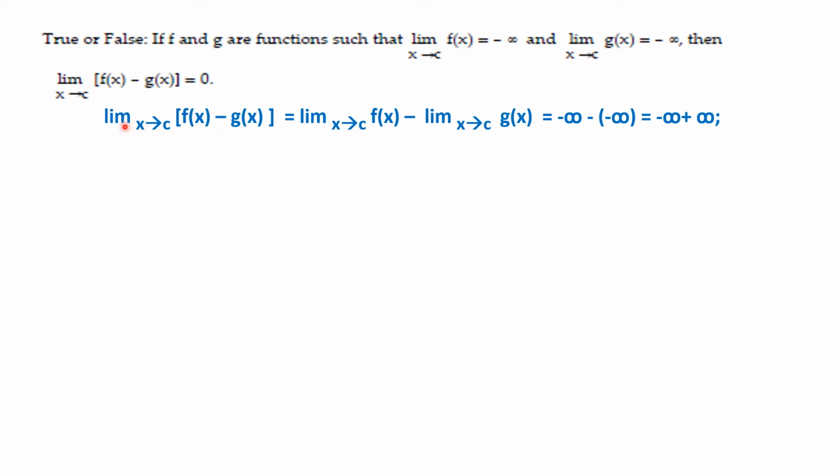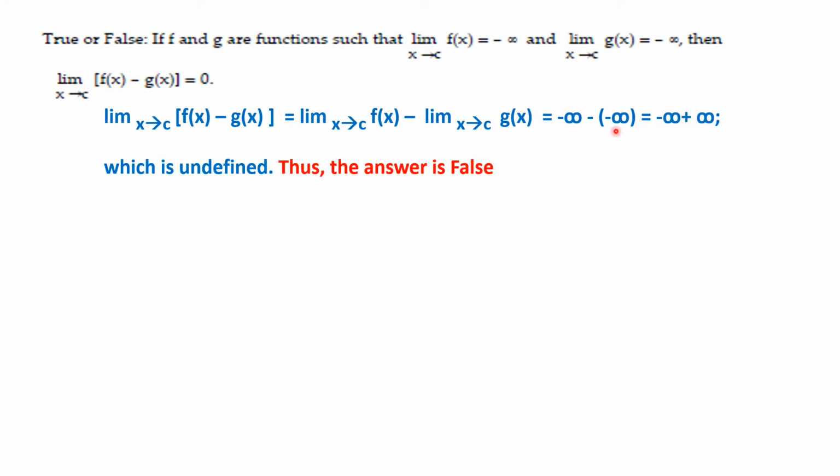Now, let's take a look at the limit as x approaches c of f of x minus g of x. We can take the limit inside, it will be limit as x approaches c of f of x minus limit as x approaches c of g of x. But we're given limit as x approaches c of f of x is equal to negative infinity, and this limit is negative infinity also. So it will be negative infinity minus negative infinity. And that will give us negative infinity plus infinity.